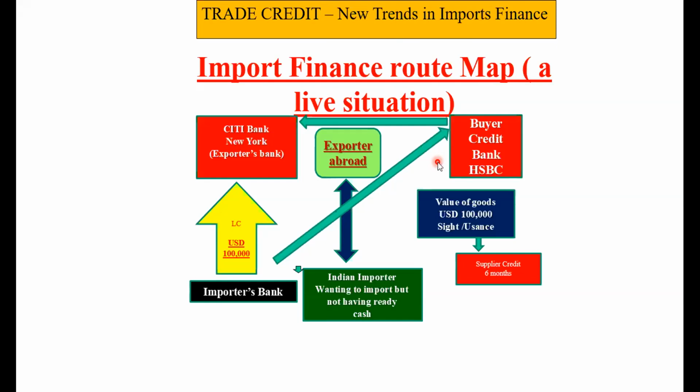This is called as what? Trade credit. Collectively known as trade credit. This is supplier credit. This is buyer credit. Okay, buyer credit. But both are together known as what? Together known as trade credit.